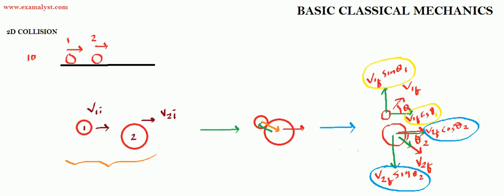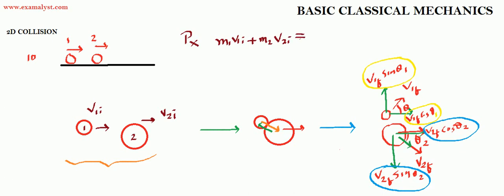So can we write the conservation of momentum? Let us consider only the momentum conservation along the x-axis. Along the x-axis, can you tell me what was the initial momentum? Obviously ball number 1 with mass m1 and velocity v1i, this is the initial momentum of ball 1. And ball 2 has mass m2 and velocity v2i. So this is the total momentum of the system before collision.